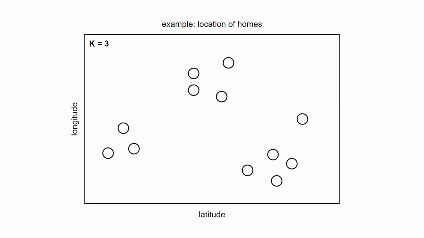Let's say we're given an example dataset of the location of homes, and our features are latitude and longitude. And now let's say our assignment is that we want to group these homes based on their physical locations, meaning that we want to find the neighborhoods of these homes. Well, K-means is a perfect algorithm for this because it's a clustering algorithm, and that's exactly what we're trying to do. Looking at this dataset, we can already see that some groups seem to be formed. There's just one in the bottom left, one in the middle, and one in the bottom right.